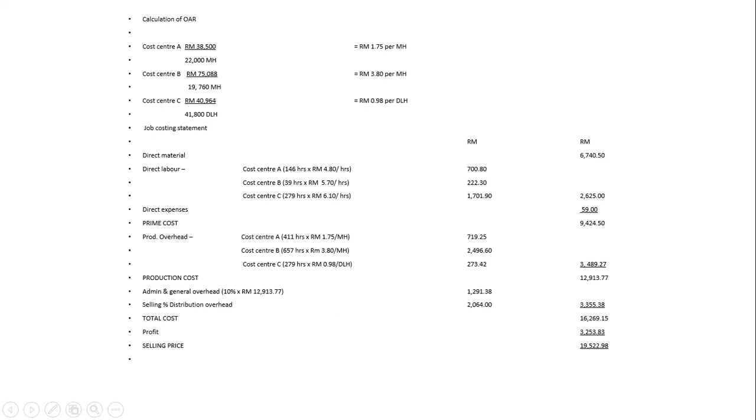Then we get the production cost plus the non-manufacturing, we get total cost 16,269.15. That one is total cost. Then the next one is total cost plus the profit, we get the selling price. Second objective, to determine how much the selling price is.